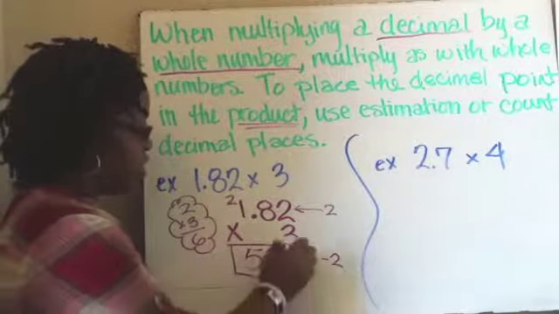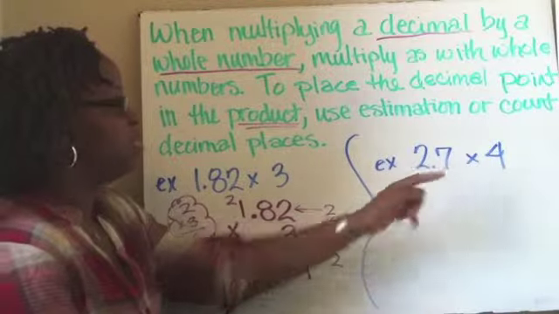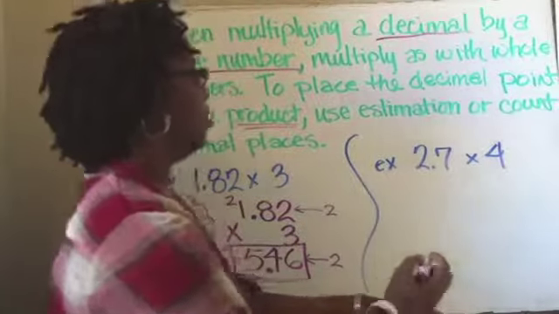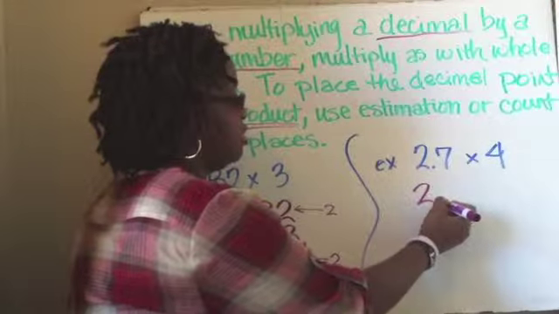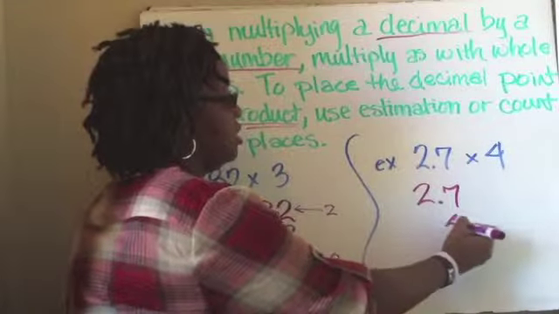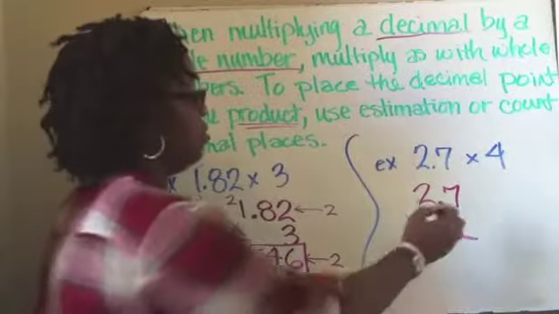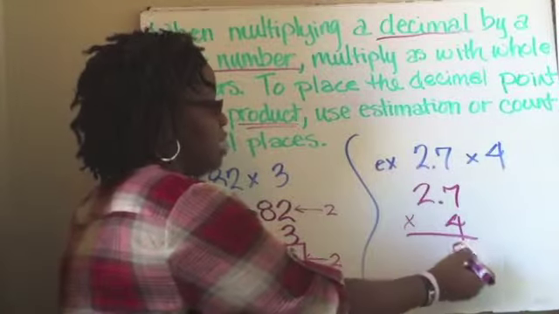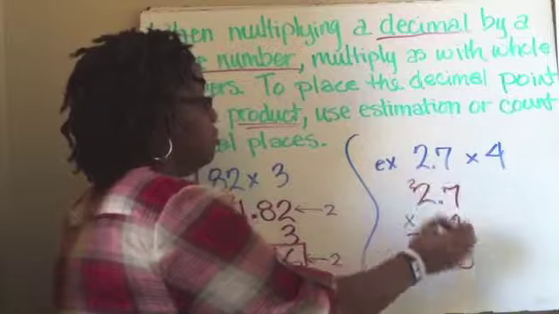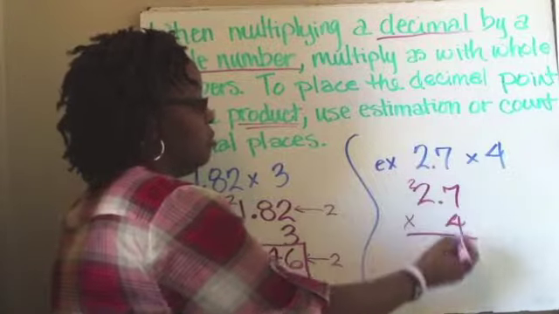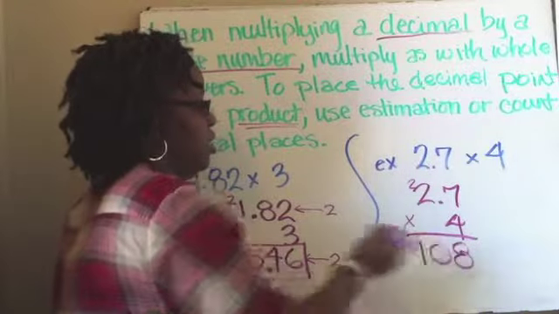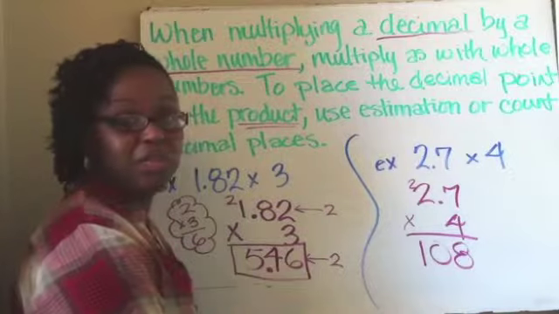Alright, and so let's move on to our second example here. We've got 2 7/10 times 4. So again, I do not have to line up the decimals. So 2 7/10 times 4. Multiply as I would with whole numbers. So 4 times 7 is 28. Carry my 2. 4 times 2 is 8. Plus 2 is 10. Okay? And now I need to make sure where my decimal goes.